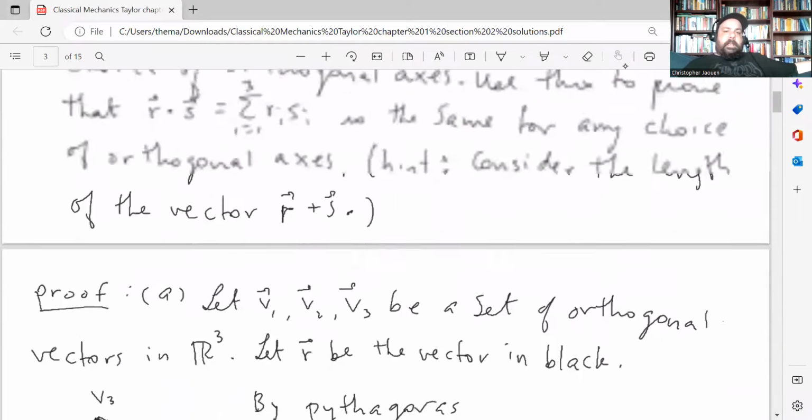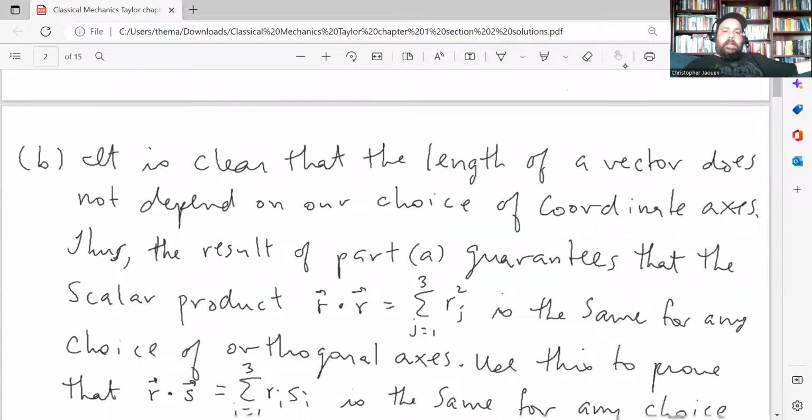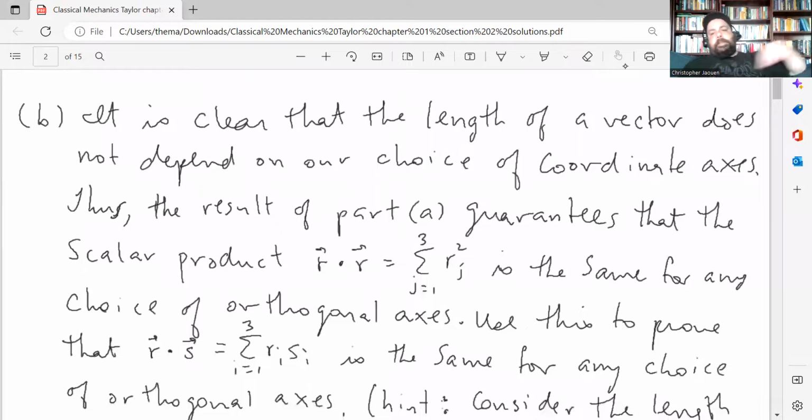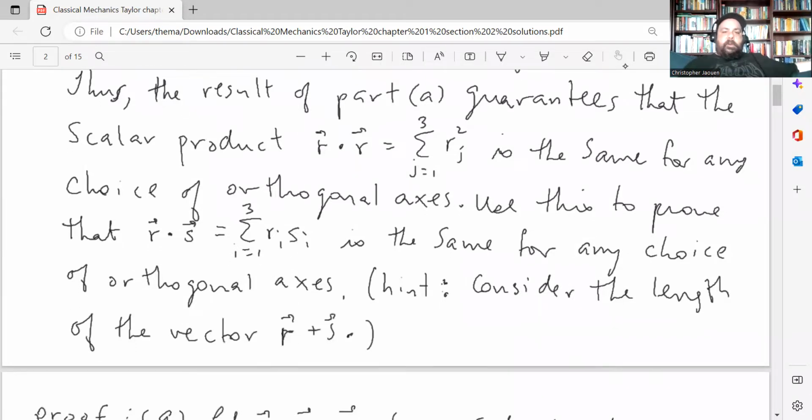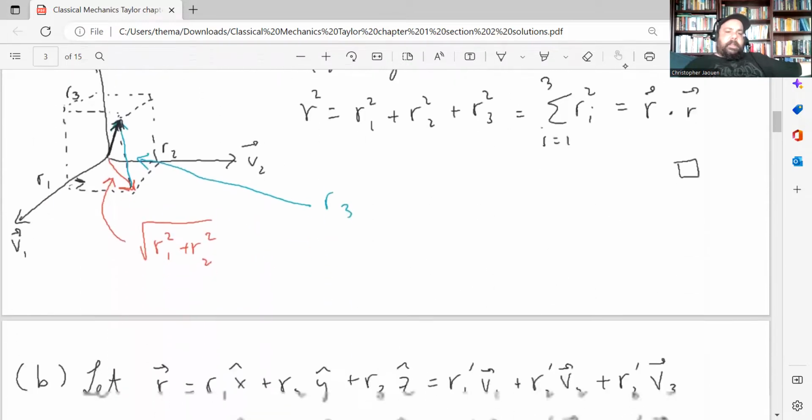And then in part B, they're going to ask us to prove that it's true for any dot product. So here, it is clear that the length of a vector does not depend on our choice of coordinate axes. Again, that's what we did in part A. Thus, the result of part A guarantees the scalar product r dot r equals the sum of the squares of the coordinates is the same for any choice of orthogonal axes. Use this to prove that r dot s equals, the sum formula for dot product, is the same for any choice of orthogonal axes. And he gives a hint here, consider the length of r plus s. All right, so I'll show you my proof for that over here down in part B.